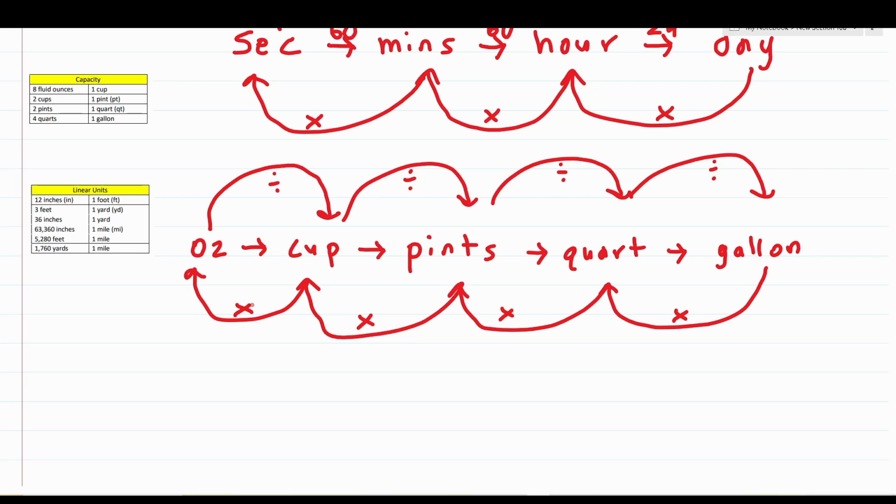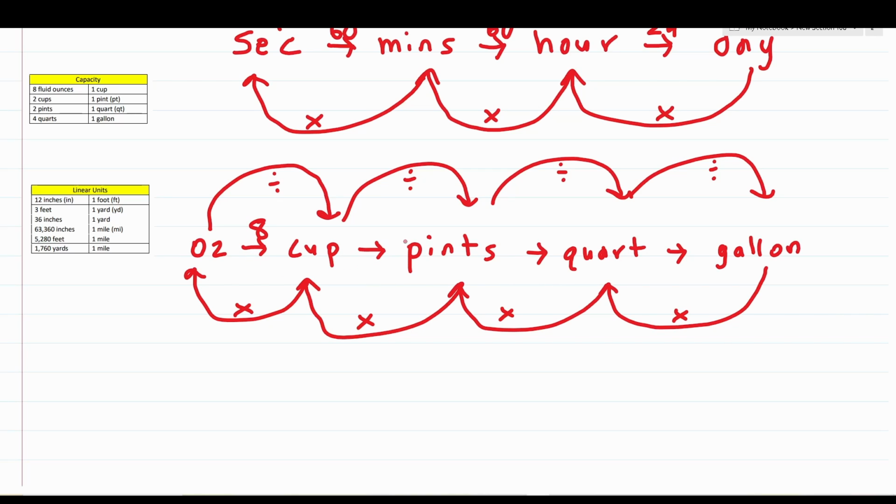Now the question is this: what are you going to be multiplying and dividing by? Well, let's talk about ounces and cups. You have to know that there are 8 fluid ounces in every cup. So to convert ounces to cups, you would divide by 8. To convert cups to ounces, you would multiply by 8.